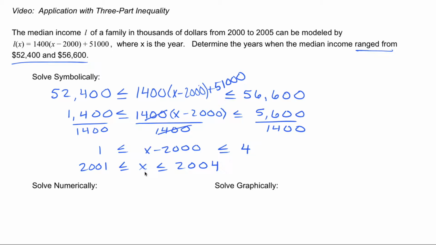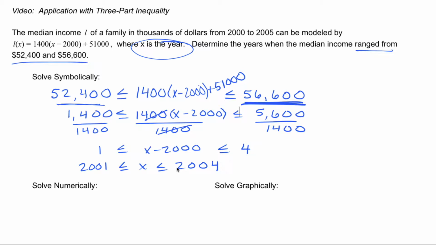So what is this implying? This is saying that x, the year, ranges from 2001 to 2004. That's the solution. So let's think about interpreting. What is this saying? When x is between 2001 and 2004, the median income is between 52,400 and 56,600. That's what the solution means.